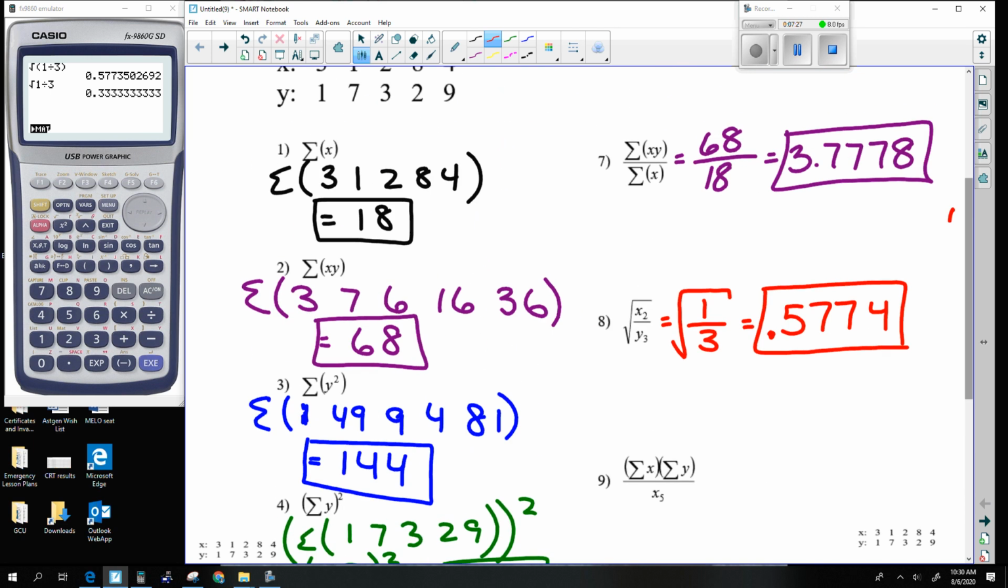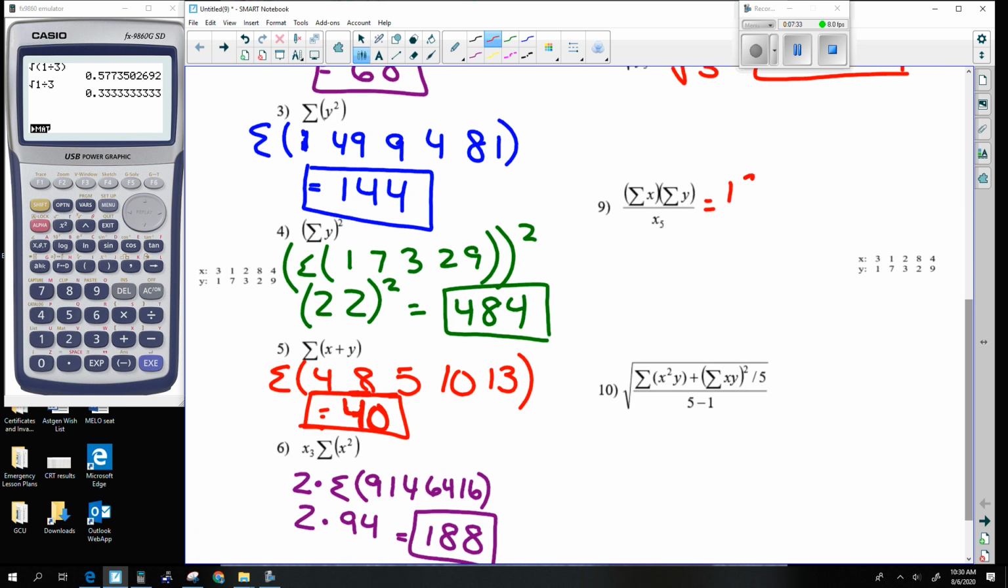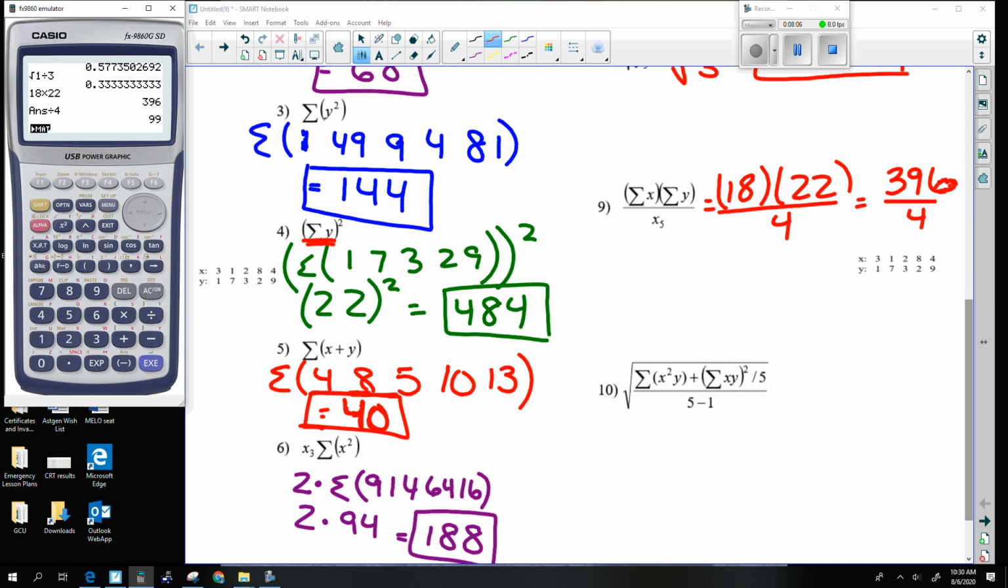The sum of x, if I did number 1 correctly, is 18. The sum of y, which I did right there, if I did that problem correctly, came out to be 22. And then x sub 5 is the fifth number of x, which is the number 4. So the top is 18 times 22. And the bottom is 4. So 396 divided by 4 comes out to be 99 straight up.